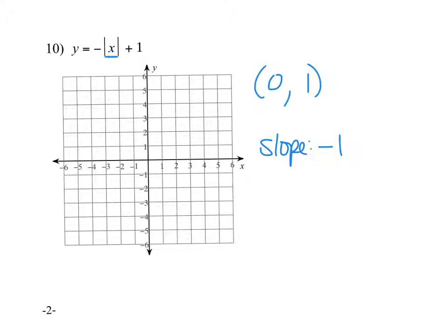So I'm going to start at 0, 1, and count a slope of down 1 to the right 1 and down 1 to the left 1. And that's my graph. Okay, let's move on to page 3.